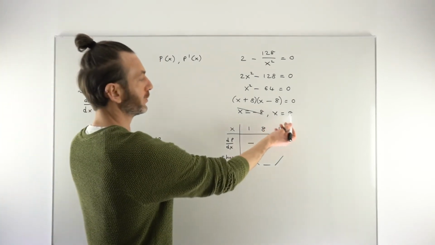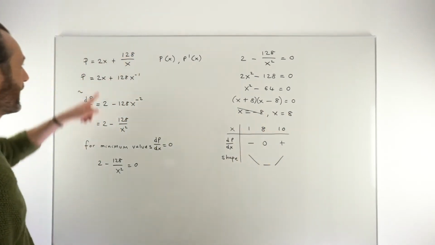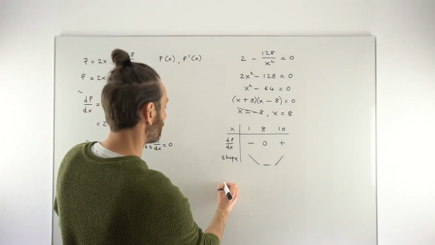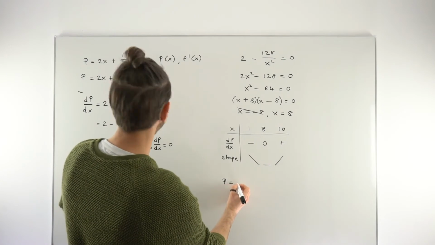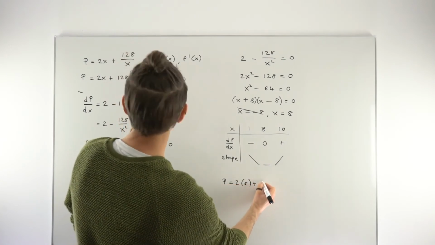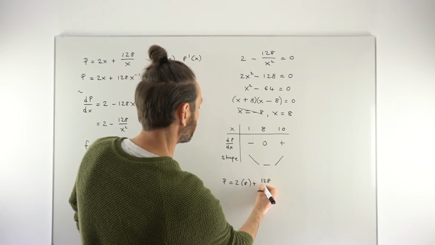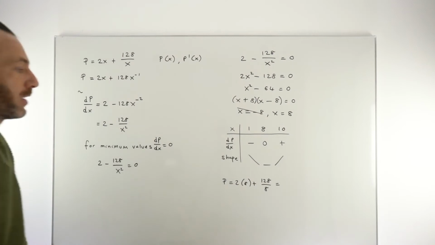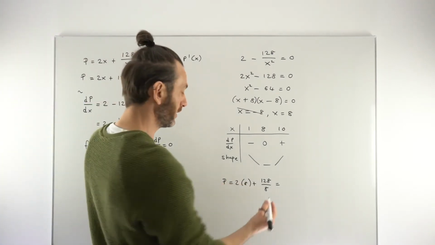This is just the value that gives the minimum value. So we need to back substitute into the original formula. So we're going to get that p equals 2 times 8 plus 128 over 8. It is a calculator question. You could go ahead and just pop that in the calculator. I don't have a calculator here, so I'm going to do it in my head.